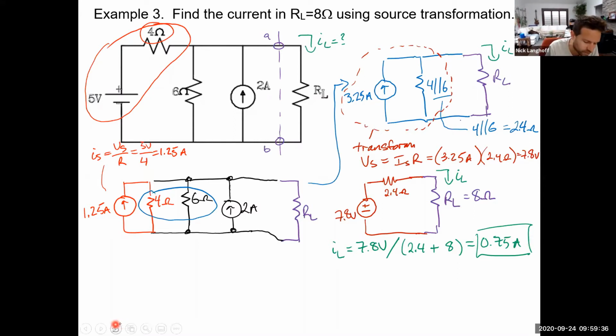If we had been asked to find the voltage delivered to the load, the voltage across the load, that would be easy enough to find as well. That would be 7.8 volts times RL over 2.4 plus RL, or 8 ohm over 2.4 plus an 8 ohm, which would be 6 volts.